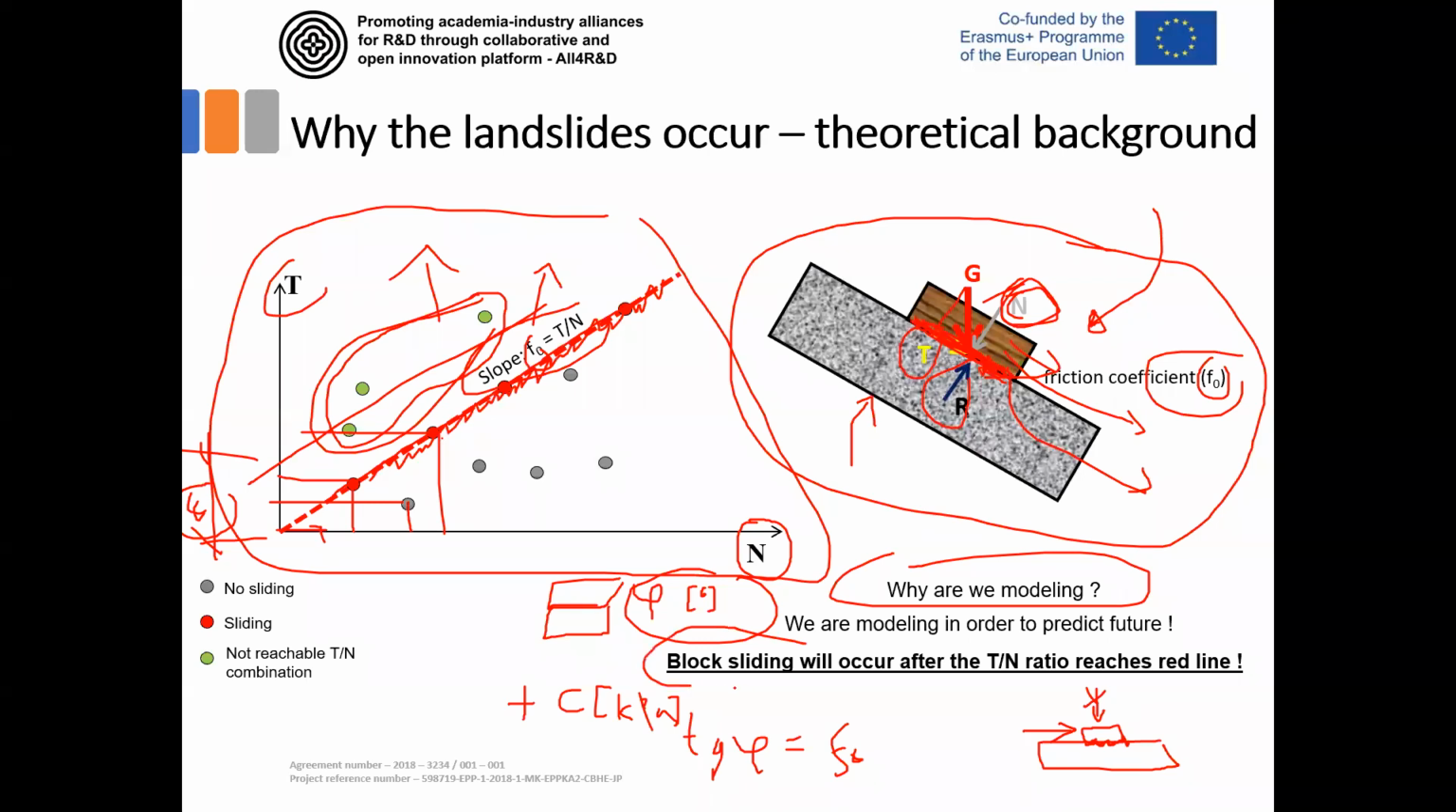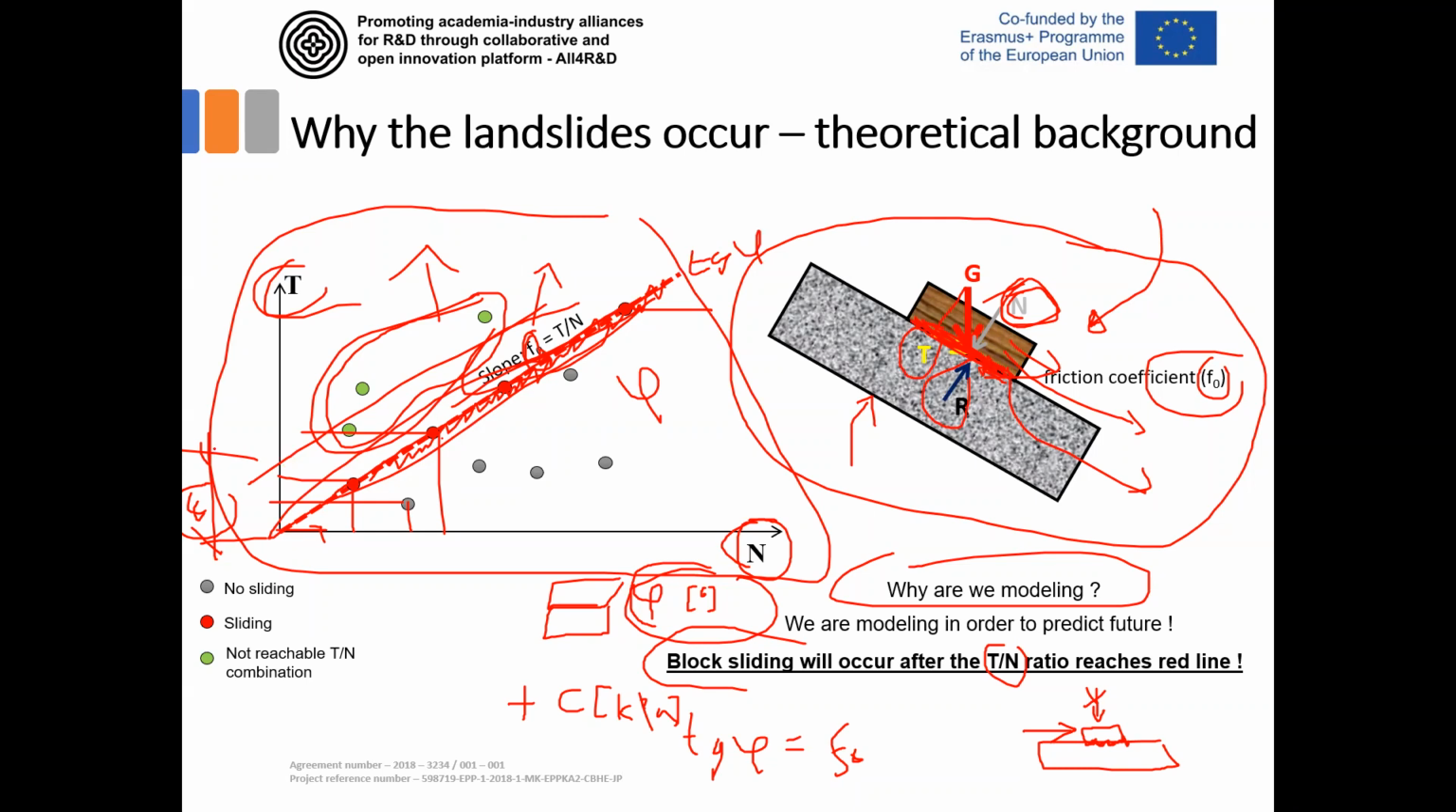So the answer to this is that this block will slide when the T-N ratio reaches the red line. When the ratio of the T force and N force, which are the components of this weight, reaches the red line, we'll have sliding. Similar things happen in slopes, in landslides, in soil-like materials. The only difference is that the slope is not defined by the friction coefficient, but by the internal friction angle. So this slope becomes tangent phi, not F0.